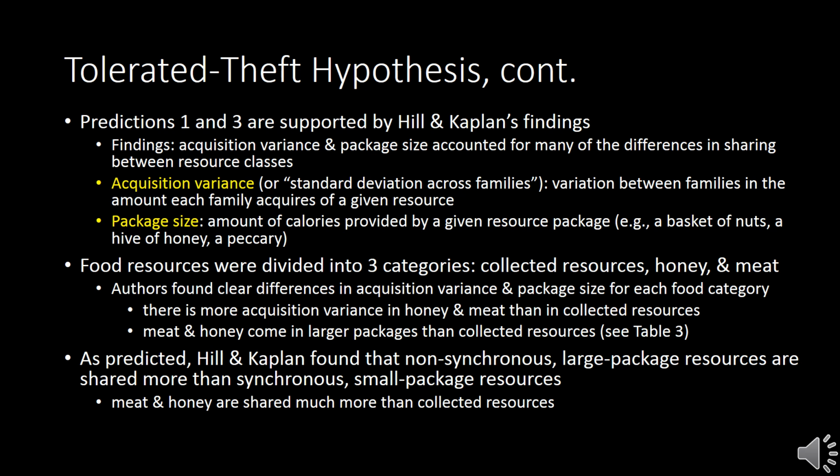In sum, on any given day, some families have meat or honey, while other families have little or none. And because meat and honey tend to come in large packages, the families who have meat or honey tend to have more than they can use. Since it's not worth expending calories and risking injury to defend a resource that you don't need, it makes sense to share the surplus with others. This is exactly what Hill and Kaplan found. Meat and honey are shared much more than collected resources are.